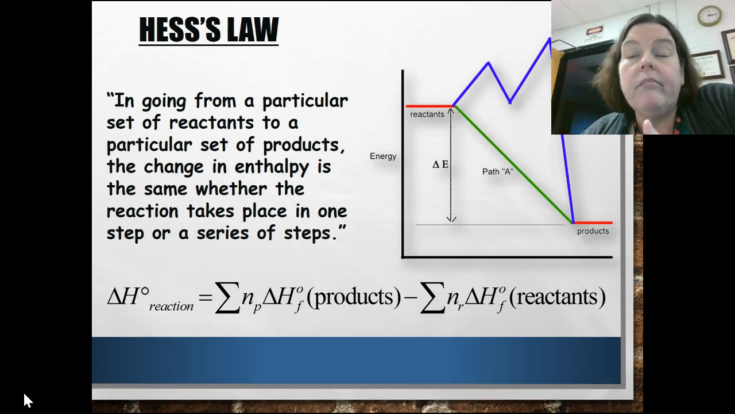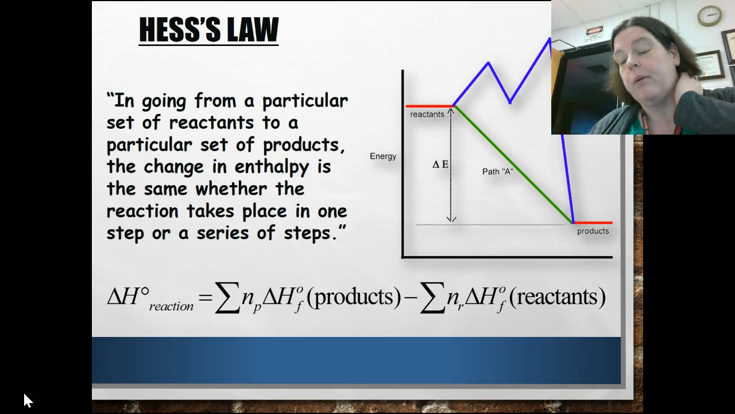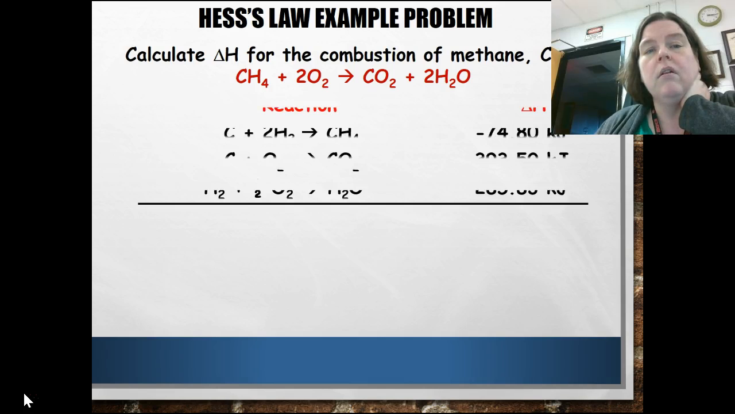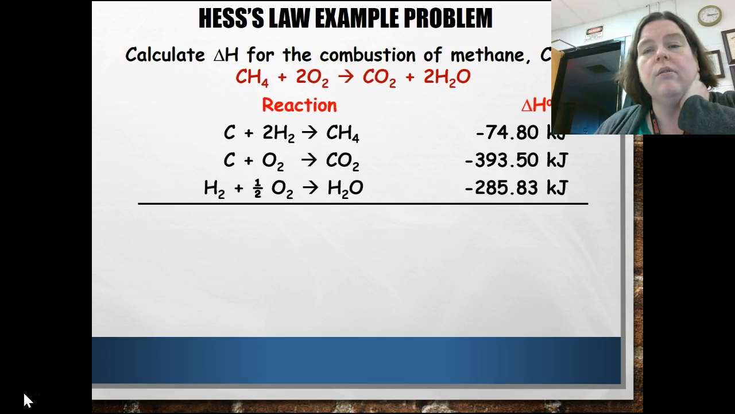So we can use different equations to calculate the delta H, as well as just calculating the delta H normally by taking the products minus the reactants. So there are 2 ways to approach this problem. The first way we talked about today in class is Hess's law. So we calculate delta H for the combustion of methane. Here are the reactions that we can use to work with the combustion of methane.